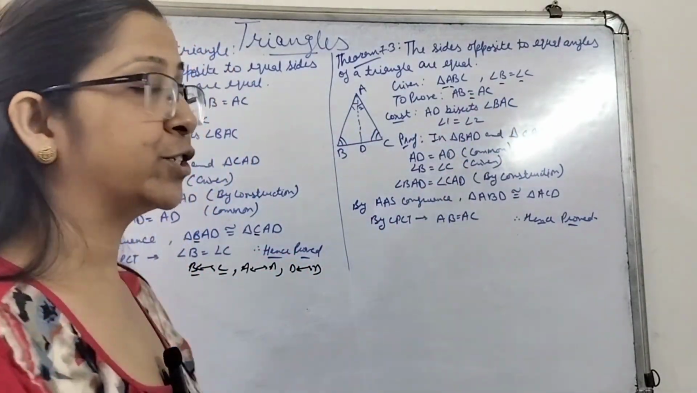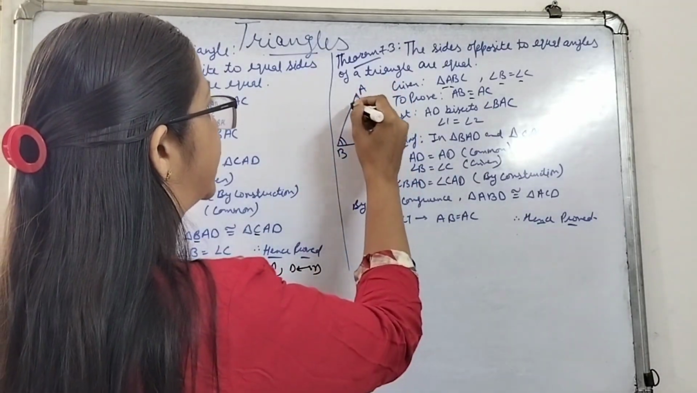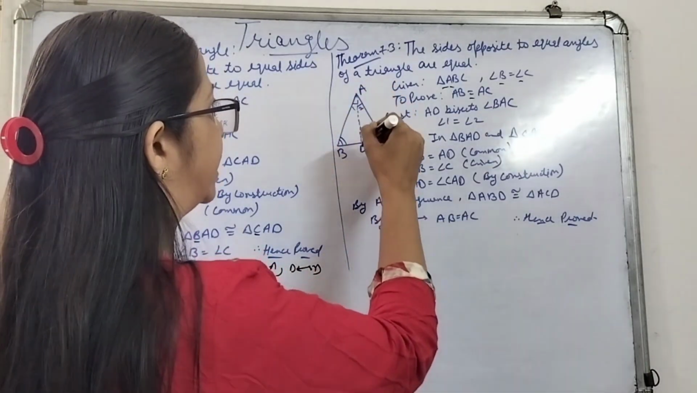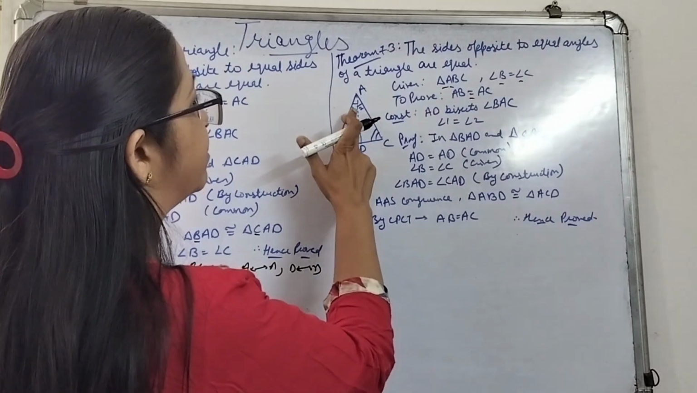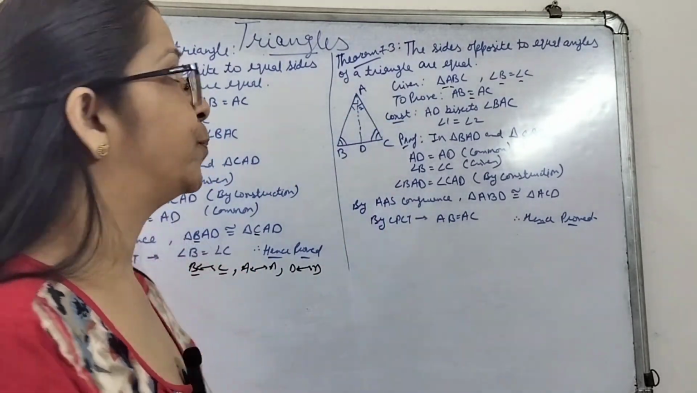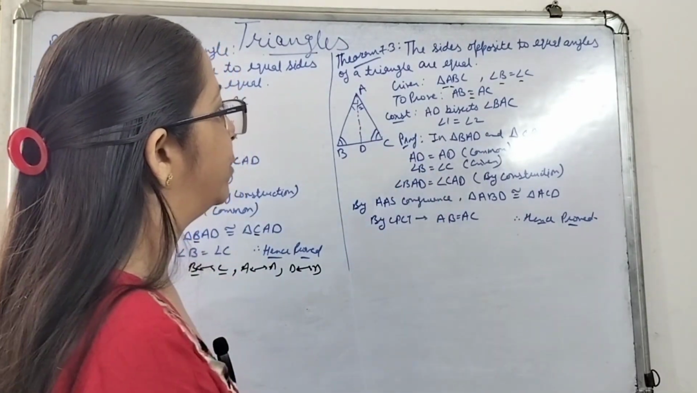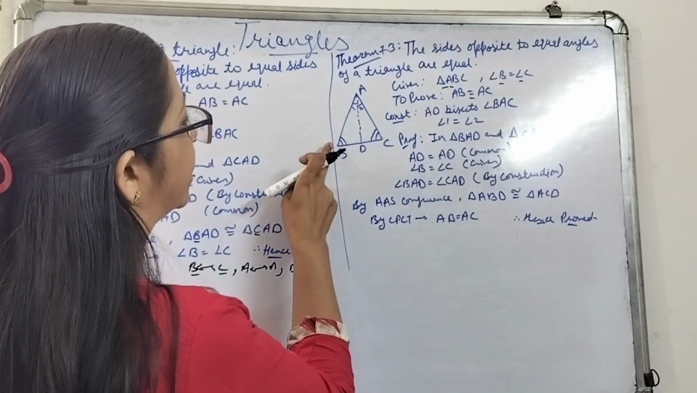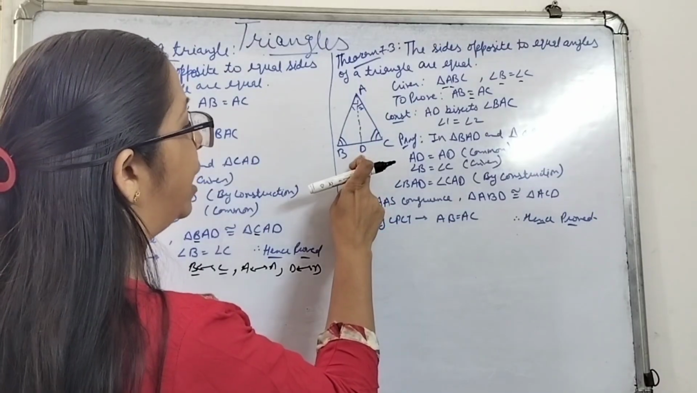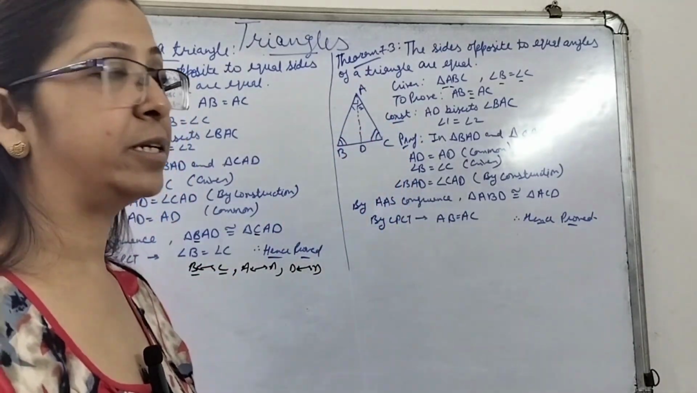Again the same construction we will be doing. We will be making AD which is going to bisect this angle A. That means by construction this angle 1 will be equivalent to angle 2. Now the proof we will be doing. Again we will be taking the two triangles, triangle BAD and triangle CAD. These two triangles we will be considering.